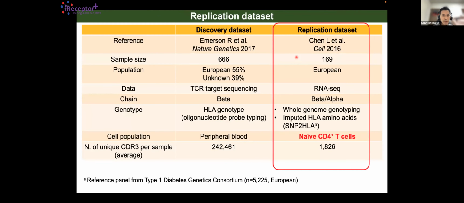So next we try to replicate those associations observed in the Emerson dataset, and in this replication we use RNA-seq data from naive CD4 T cells published by the Blueprint Consortium. Although RNA-seq is of course not designed to test TCR, we got a sufficient amount of T cell sequence reads from standard RNA-seq data.